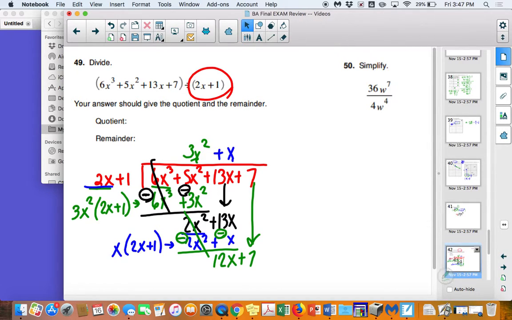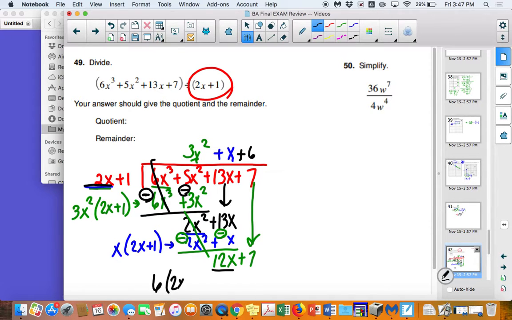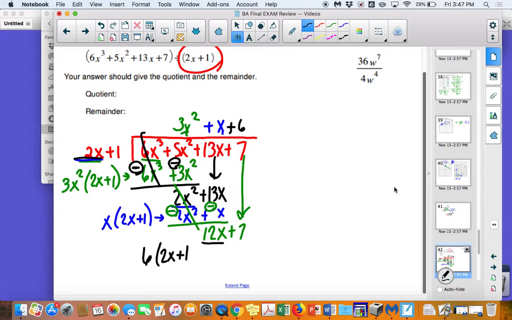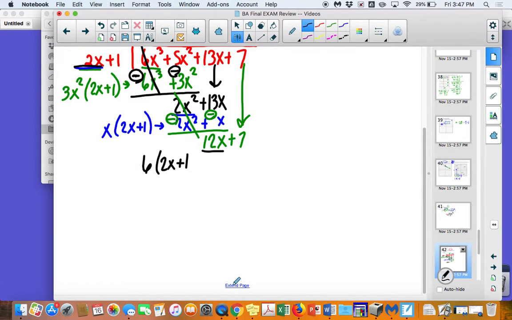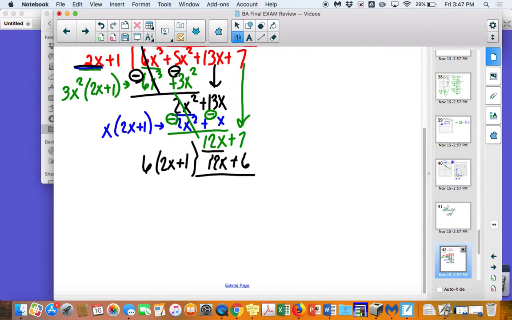It's like the song that never ends, right? Okay, so last time, 2x times what gives me 12x? That would be a 6. So 6 times 2x plus 1. Let's see if I can extend this. Maybe not. Let's see here. There we go. I can extend now. All right. So if I did that, that's going to give me 12x plus 6. Now I have to change my signs, add them up, and that's going to give me a 1. So my remainder is 1.